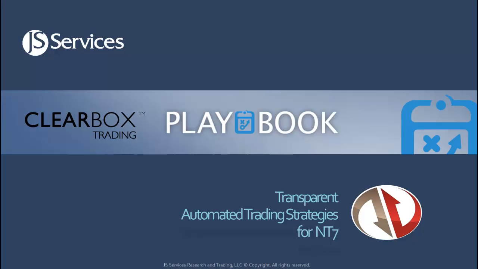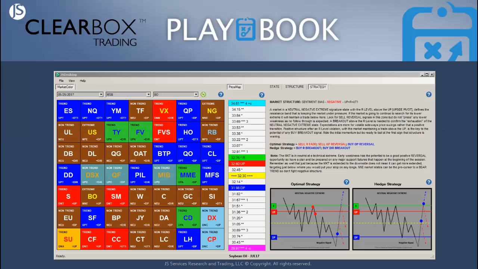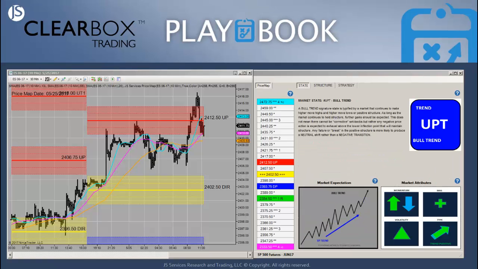Hello. In this video, I'm going to go over JS Services' Clearbox automated trading application for NinjaTrader 7. The application provides a customizable template to create and execute automated trading strategies that mirror the Playbook strategy tactics. The application integrates into your workflow with the JS desktop and NT price map chart overlay.